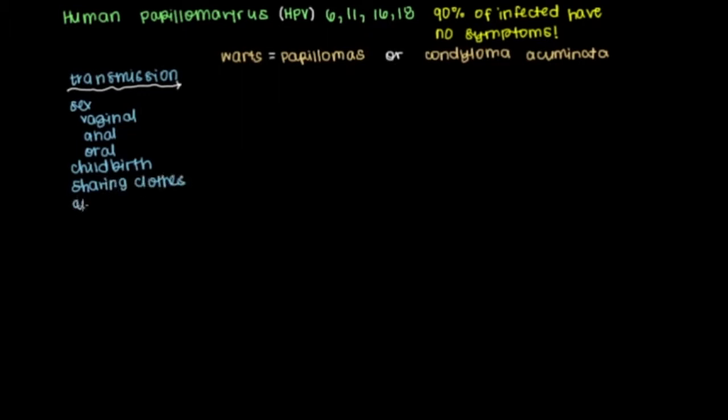And finally, a person can auto-inoculate themselves. Now what does that mean? Inoculate means almost like to inject something into a person, or to put some type of infectious particle into another place. So auto-inoculation means, say if a person has a condyloma acuminatum and then scratches it, they can then spread that wart onto their fingers and get papillomas. So that's auto-inoculation. But let's say now that we've gotten HPV, how does the virus cause symptoms?